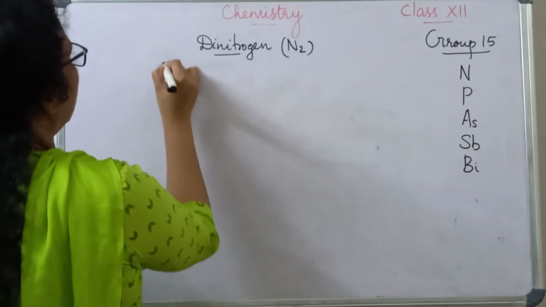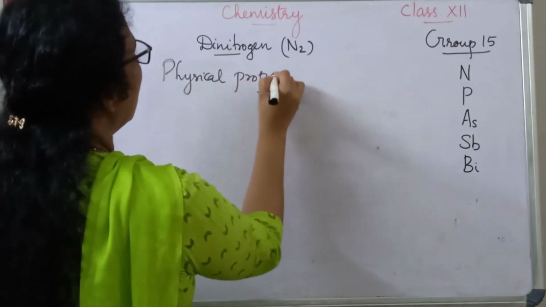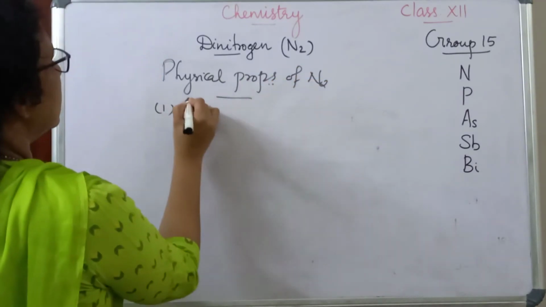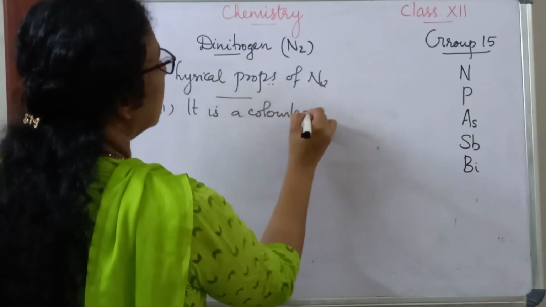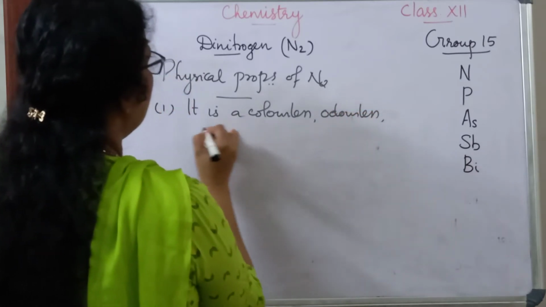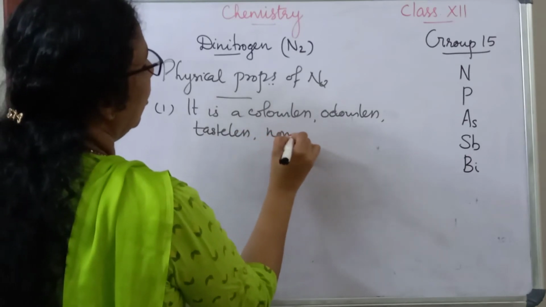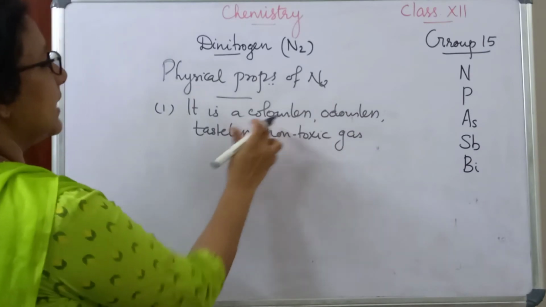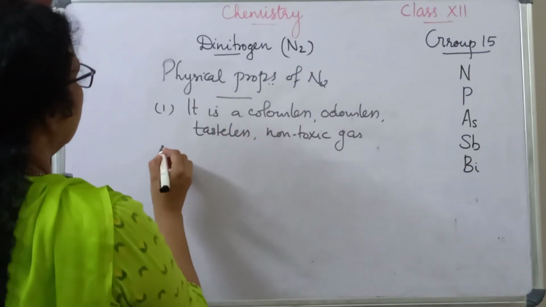So the physical properties of nitrogen. The first one is, it is a colorless, odorless, tasteless, non-toxic gas. So it's a colorless, odorless, tasteless and non-toxic gas.